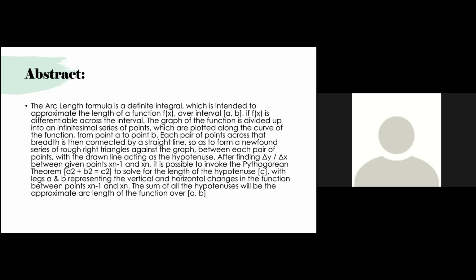And so between the points, given points x sub n minus 1 and x sub n, it's possible to invoke the Pythagorean theorem, a squared plus b squared is equal to c squared, to solve for the length of the hypotenuse c. And the sum of all the hypotenuses over the interval will be the rough numerical approximation for the arc length of the function over that interval a to b.